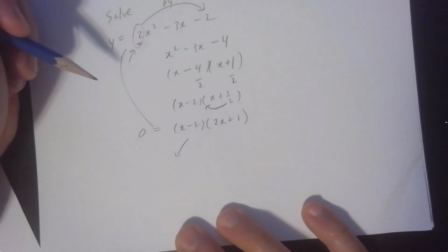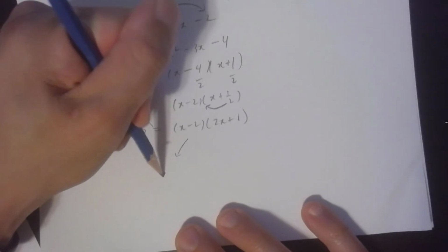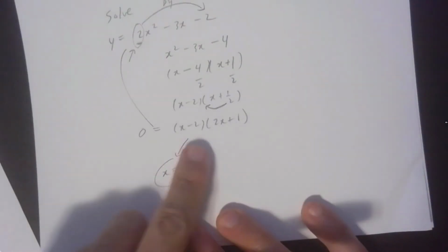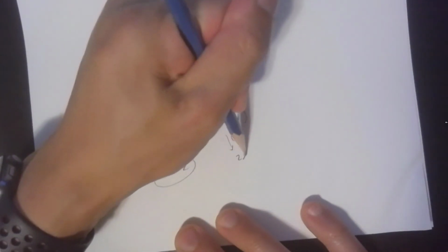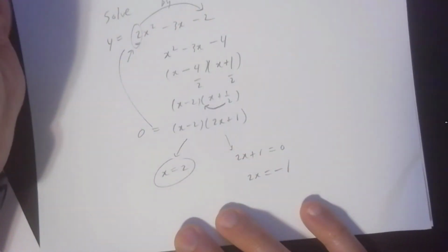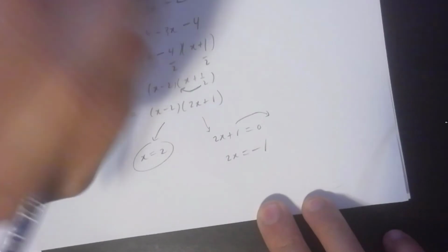When you set y equals 0, you're finding the roots, also called the x-intercepts. And so therefore x equals 2. The opposite of negative 2 is positive 2. Or 2x plus 1 equals 0. 2x equals negative 1. Throwing the positive 1 over becomes negative 1. And then we divide by 2.